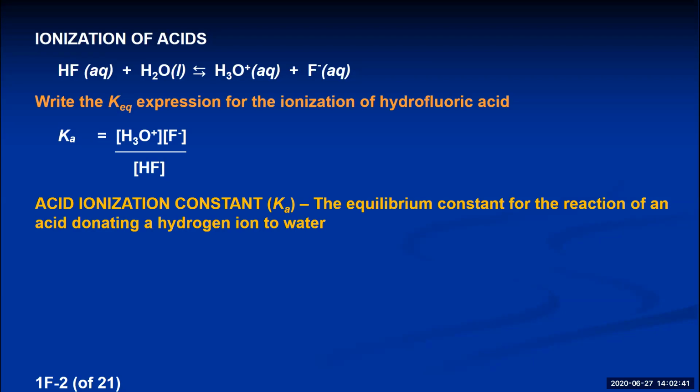So any acid, when it reacts with water, will produce hydronium ions and then an anion, and we can write an equilibrium constant expression for that, and the ratio of the product molarities to the reactant molarities will equal an equilibrium constant that we will call the acid ionization constant.